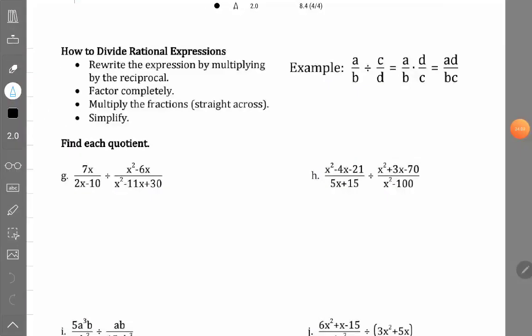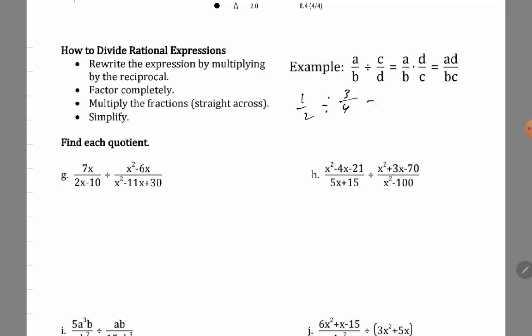Alright, dividing. Let's look back on how we divided fractions. If I had 1/2 divided by 3/4, what we do is we keep the 1/2, we change division into multiplication, and then we flip the second fraction. And then we multiply like normal, and then we reduce. So just like normal fractions. And we call that flip fraction the reciprocal.